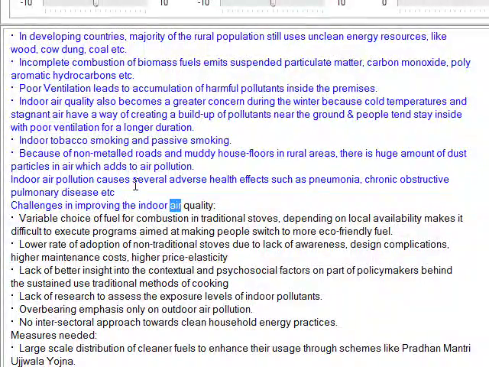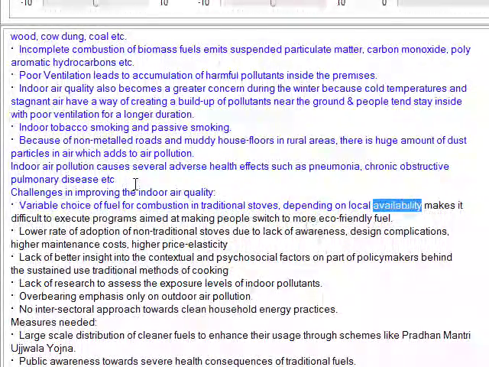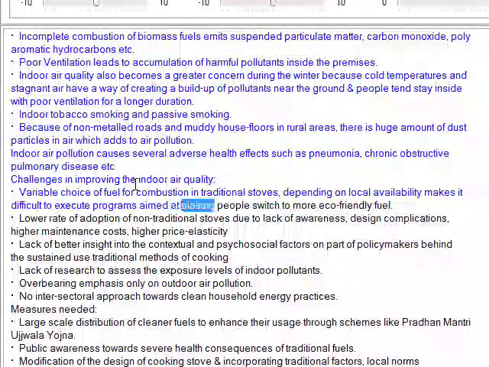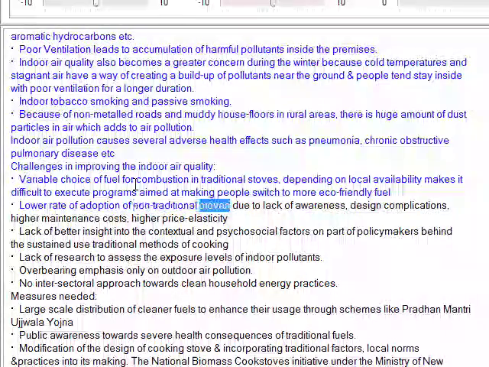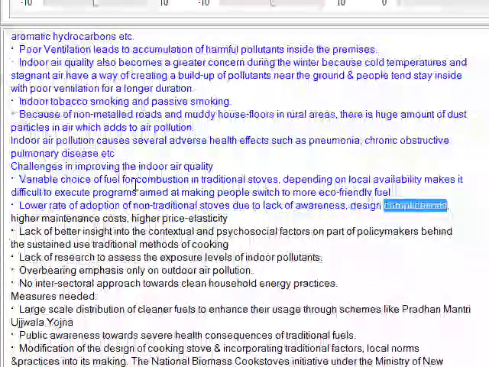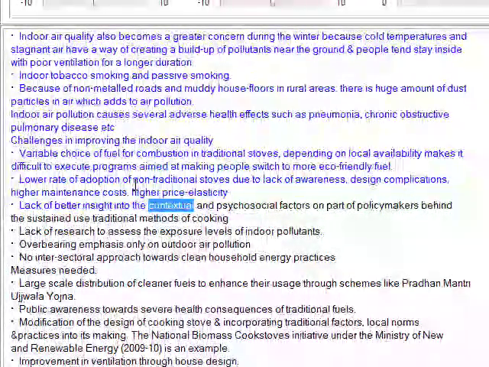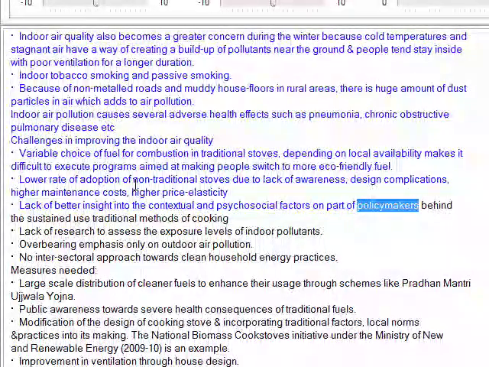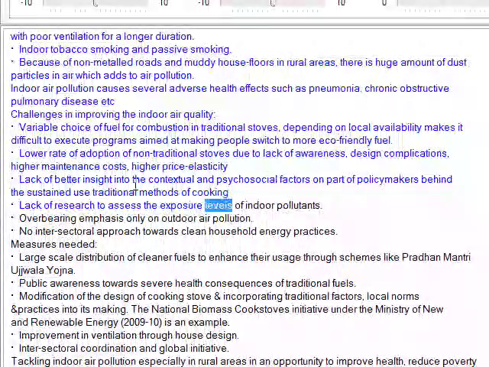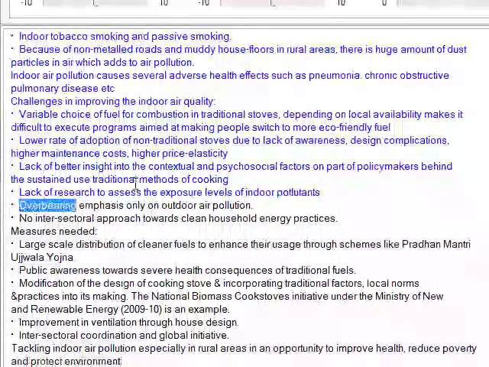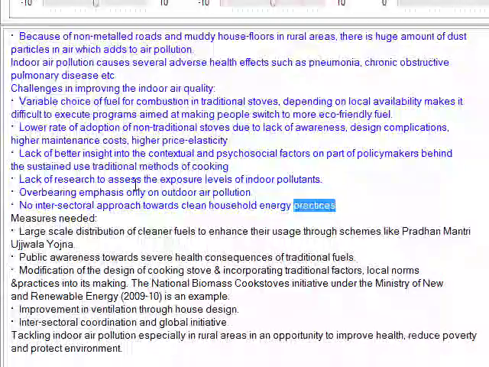Challenges in improving the indoor air quality. Variable choice of fuel for combustion and traditional stoves, depending on local availability, makes it difficult to execute programs aimed at making people switch to more eco-friendly fuel. Lower rate of adoption of non-traditional stoves due to lack of awareness, design complications, higher maintenance costs, higher price elasticity, lack of better insight into the contextual and psychosocial factors on the part of policymakers behind the sustained use of traditional methods of cooking, lack of research to assess the exposure levels of indoor pollutants. Overbearing emphasis only on outdoor air pollution. No intersectoral approach towards clean household energy practices.